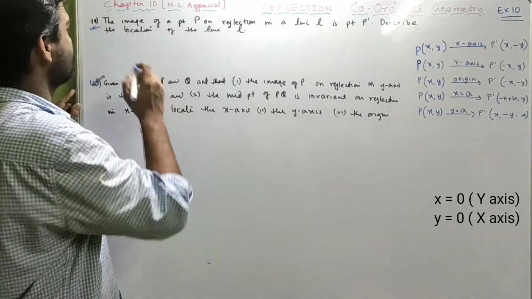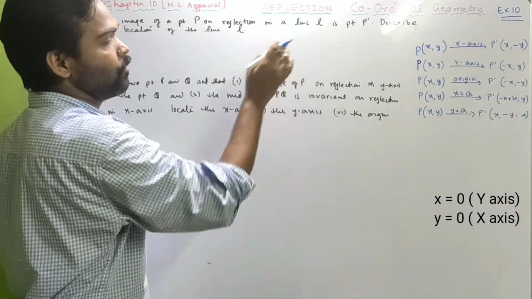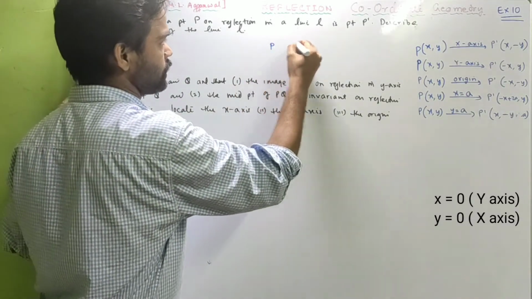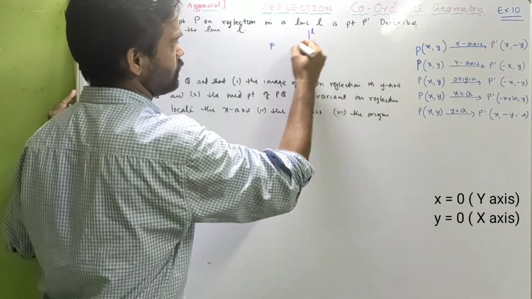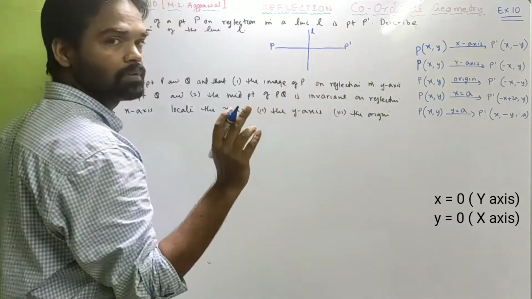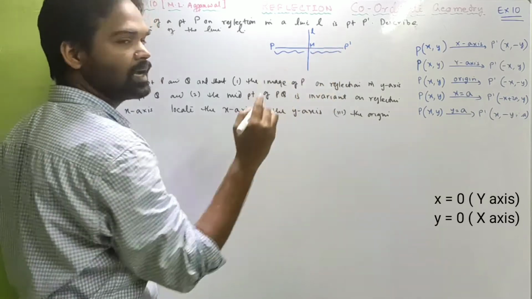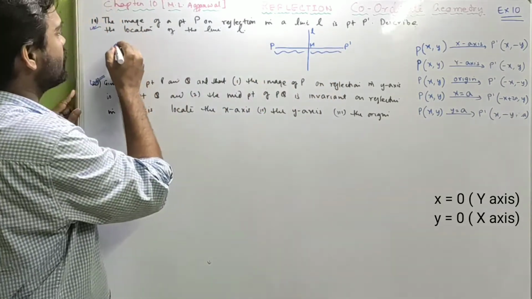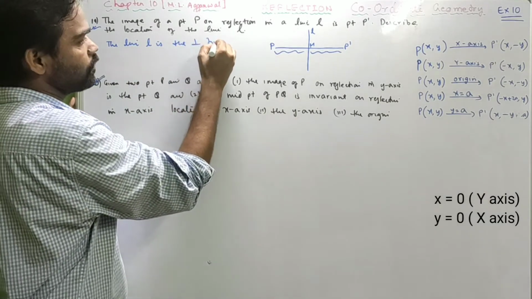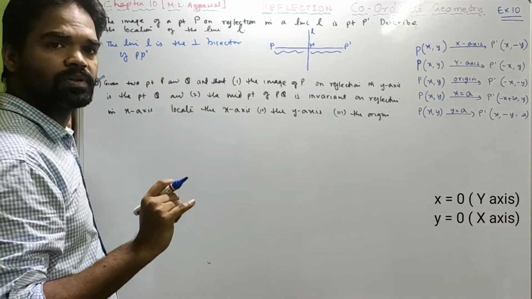Now look at sum number 19. Very interesting. The image of the point P on reflection in a line L is point P dash. Describe the location of the line L. There's a line L. The image of this point is P dash. Now we know, suppose this is M, then PM, the perpendicular distance, and MP dash will be the same, which means the line L is the perpendicular bisector of PP dash. That is the location of the line L.